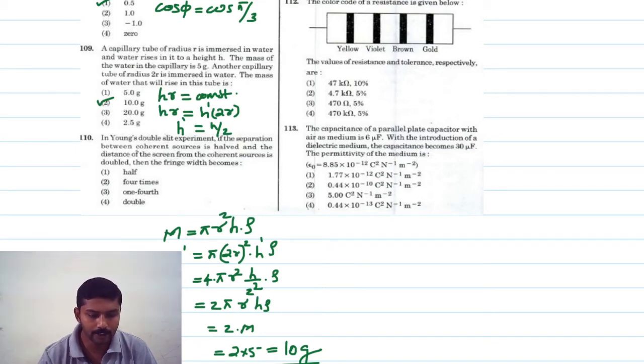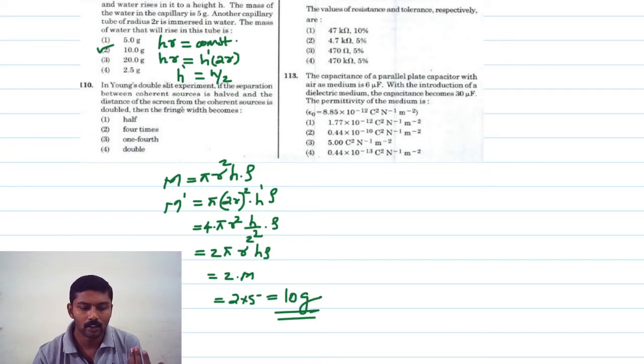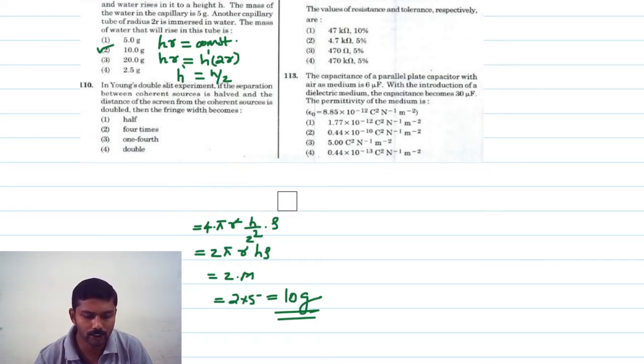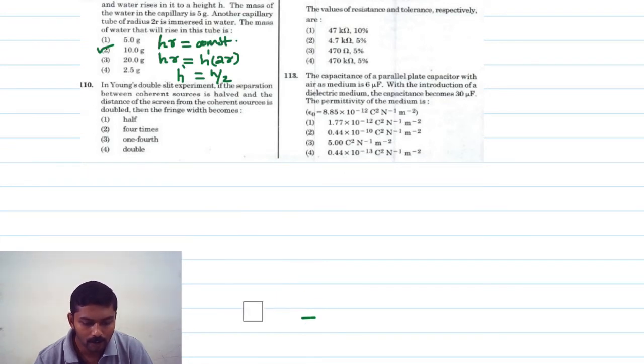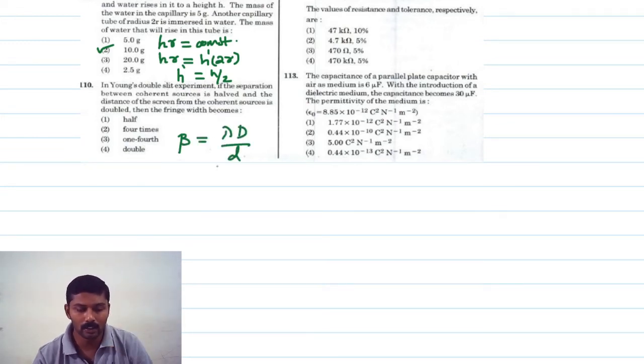Okay, in a Young's double slit experiment, you could slide it up a little bit. So in a Young's double slit experiment, if the separation between the coherent sources is halved and the distance of the screen from the coherent sources is doubled, then what happens to the fringe width? We already know that beta is equal to lambda into capital D by small d. Small d is the distance between the slits, capital D is the distance from the slit to the screen.